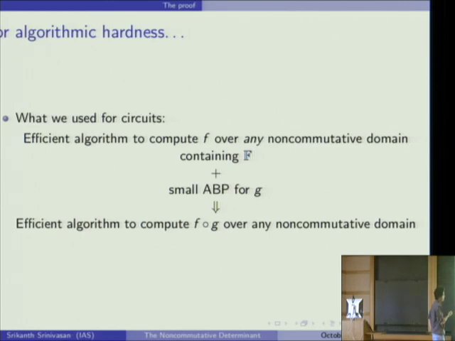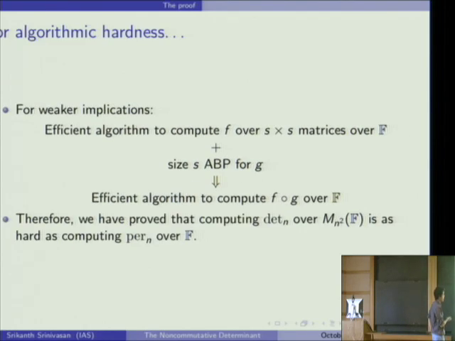Okay. So essentially what we have shown is that if you have an efficient algorithm to compute a polynomial f over any non-commutative domain, so this is what we showed for circuits really. So if we had an efficient algorithm computing f over any non-commutative domain, given an arithmetic circuit for f, and then we had a small ABP for g, then we have an efficient algorithm to compute their Hadamard product over any non-commutative domain. Okay. What we use for algorithmic hardness is a little more restrictive. If we have an efficient algorithm to compute f over say s by s matrices over the field, and we have something like a size s ABP for g, then this is exactly the size of the matrices we plugged in here. So then we get an efficient algorithm to compute their Hadamard product, but over the base field.